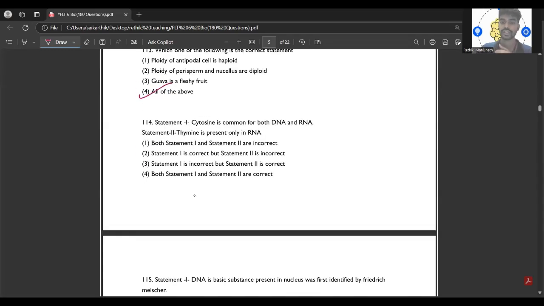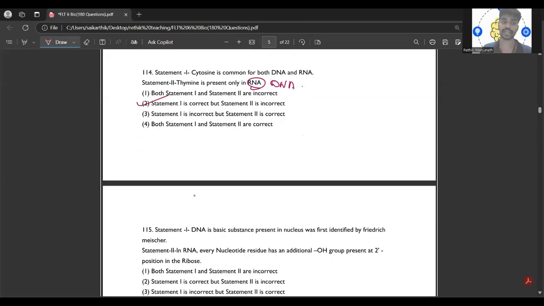So 140 is statement based. Statement one: cytosine is common for both DNA and RNA. Statement two: thymine is present only in RNA. So out of this, what would be the correct option? Statement one is correct, but statement two is incorrect because thymine is present only in RNA is wrong. Rather, it is present in DNA.